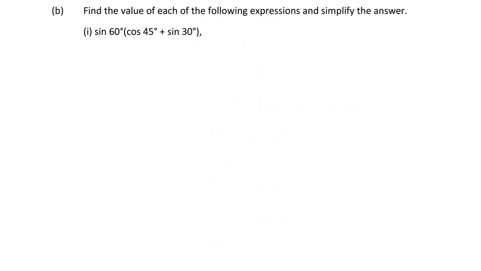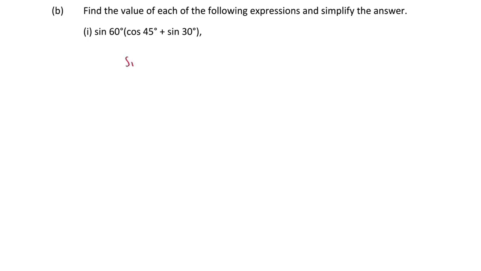Part B of the question, find the value of each of the following expressions and simplify the answer. For Roman 1, we have sine 60 degrees, in brackets, cos 45 degrees plus sine 30 degrees. Okay, so this is the trigonometric ratio problem. We have been given special angles and we know their trigonometric values.